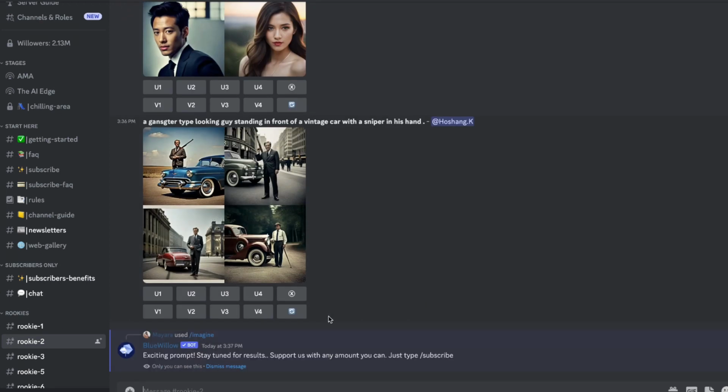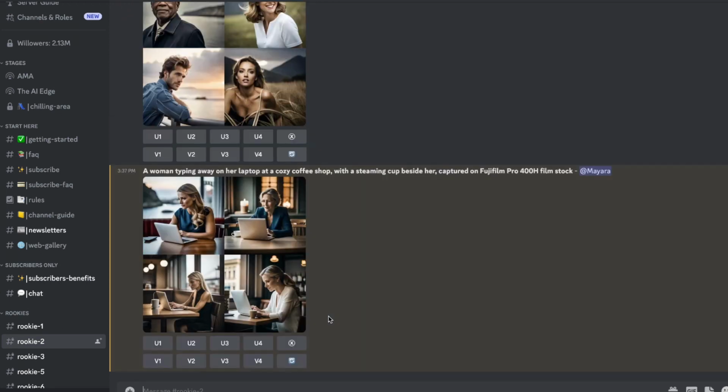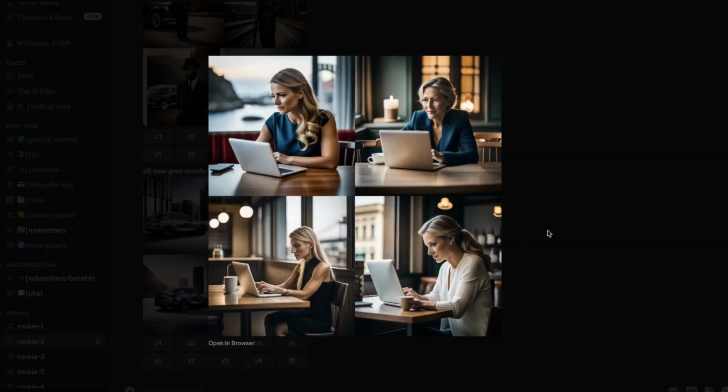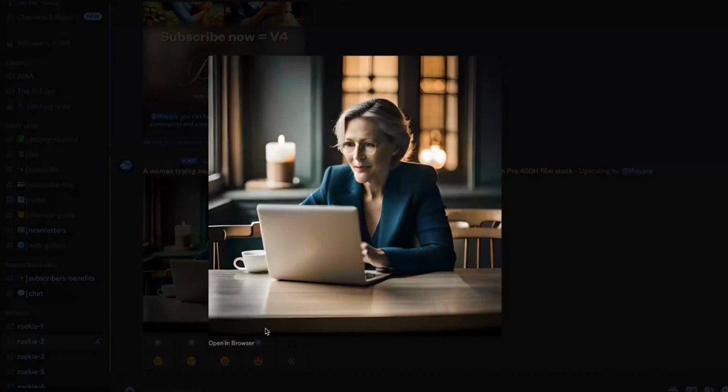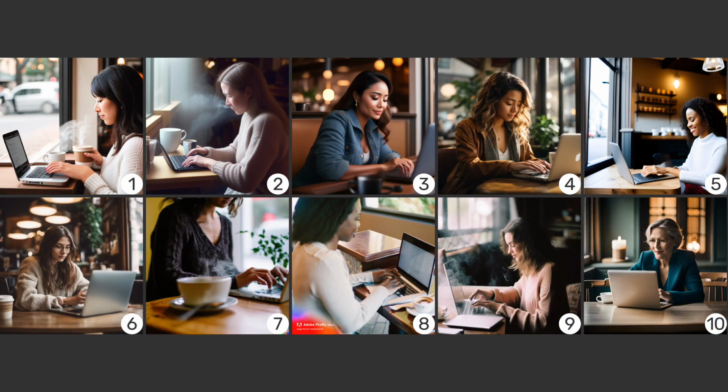Blue Willow is another Discord-based tool. It's completely free. It always tends more towards the digital art style, not so much realistic photos, but there were definitely tools on this list that did a lot worse. And here are all the images side by side, and there's a little number next to them, so you can tell me in the comments which one you liked better.